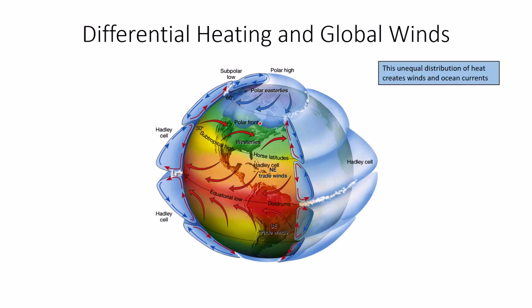Now it's also important to note that this unequal distribution of heat creates these wind and ocean currents, which we'll talk about.